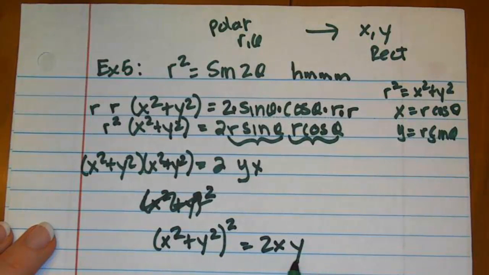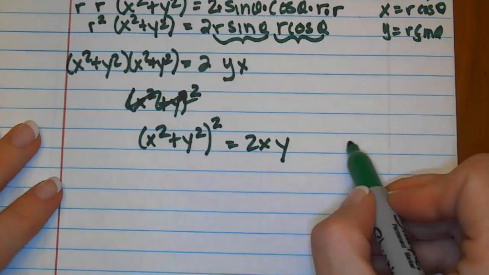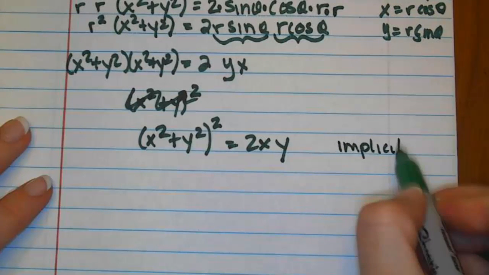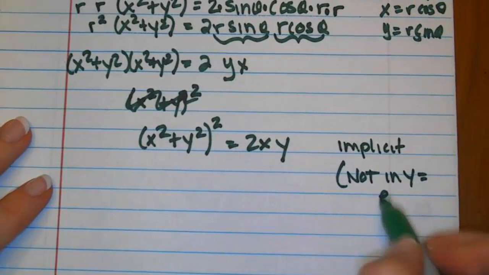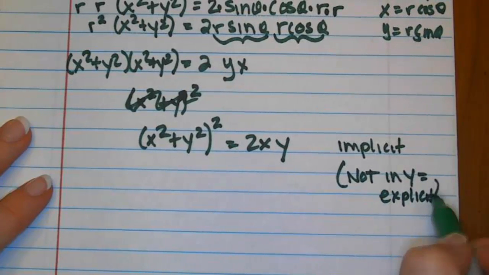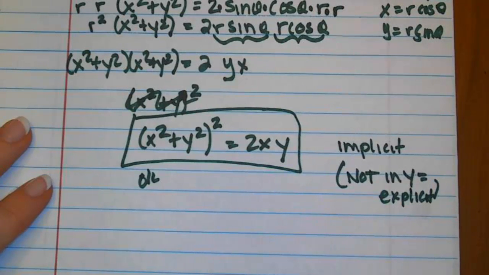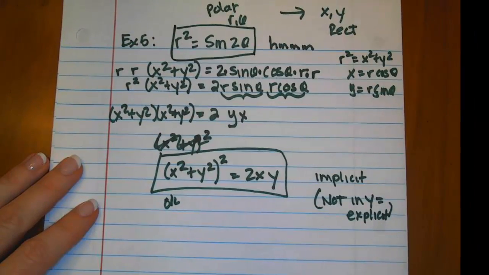And I know we haven't solved for y. This would be a pretty brutal problem to solve for y. From a calculus perspective, you don't always have to have y by itself. This is just a precursor. You don't have to memorize this, but this is what is called implicit form. It's implicit form because it is not in y equals form. That's considered explicit form. So it is okay to leave your answer as x squared plus y squared, quantity squared, equals 2xy. And that is equivalent to the polar form r squared equals sine 2 theta.